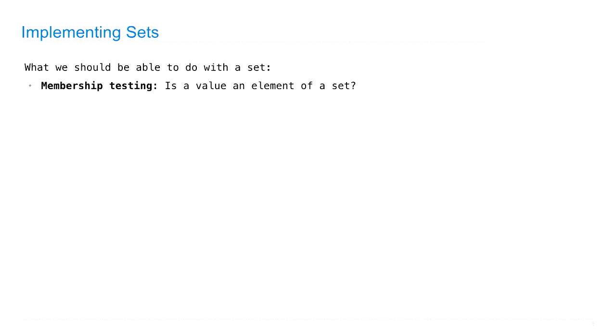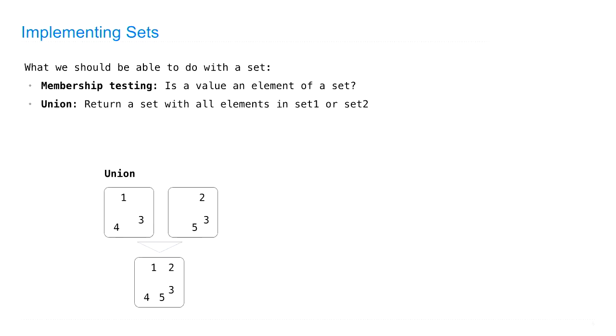We should be able to test whether some element is in the set. That's called membership testing. We should be able to take 2 sets and return a set with all of the elements that are in either the first set or the second set. That's called a union. So a union would take 1, 3, 4, and 2, 3, 5 and give us 1, 2, 3, 4, 5. I've written them all jumbly like this so that we get used to the idea that the order doesn't matter as long as we have the right elements in there.